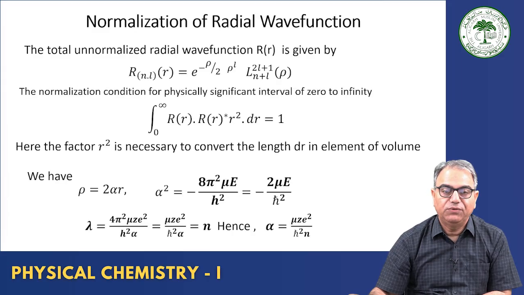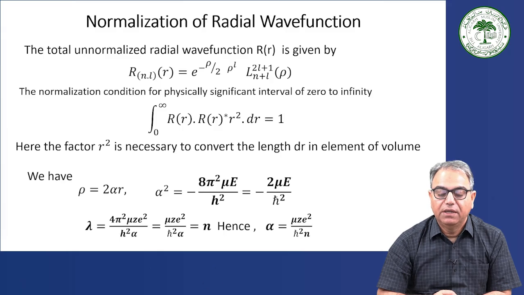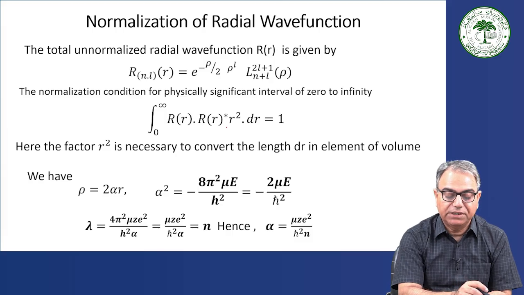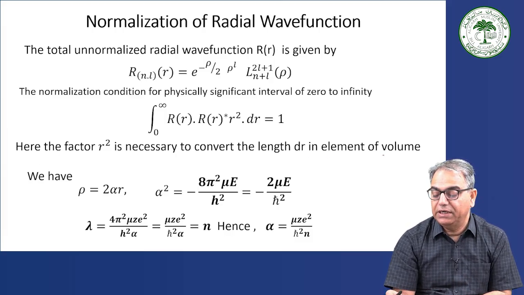It is not of much use. But if you normalize these wave functions, normalization of the radial wave functions, then what can you do? This was your radial wave function. So, now this is the normalization condition: R_R times R_R star times r² dr is equal to 1. And for normalization, the factor r² is necessary to convert the length dr into an element of volume.